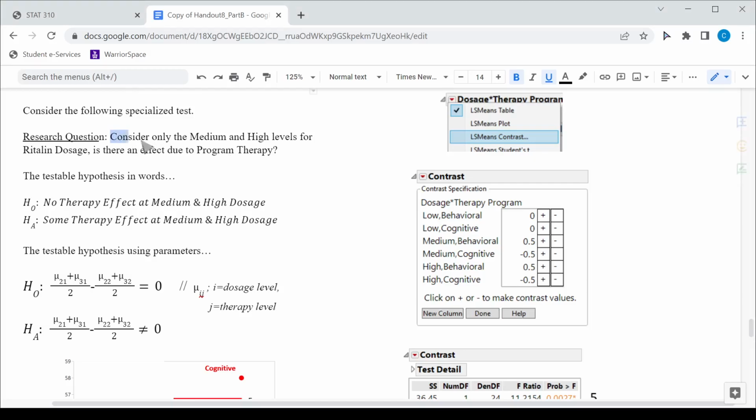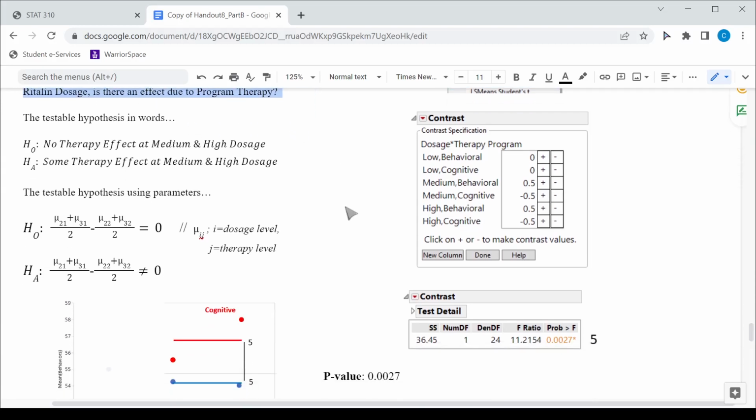So a contrast again is just kind of a sub-question or sub-research question. And what we're doing here is to only consider the medium and high levels for Ritalin dosage. So I do not want to worry about what's happening with the other group, with the low. So if I consider only the medium and high, can I say there's an effect due to the therapy program?